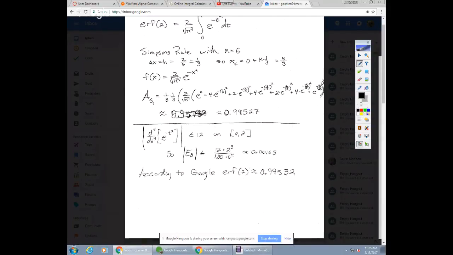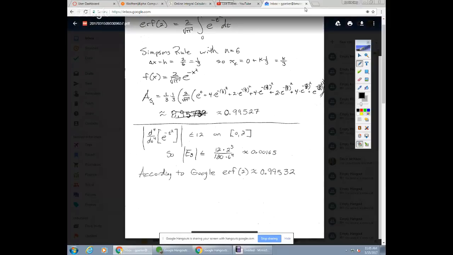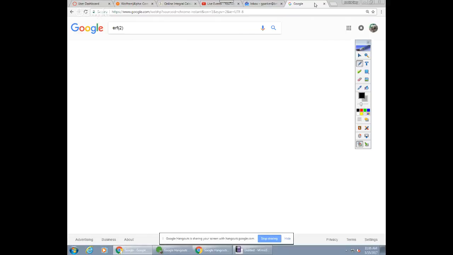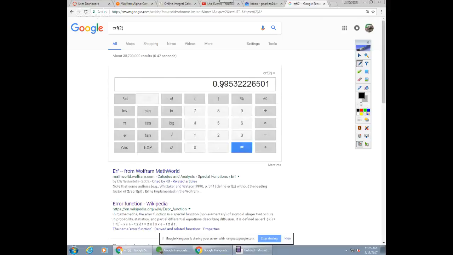And then they said, once you get that number, then come up with a bound on the error. And the only way to come up with the actual error is if you know the actual integral, right? But the ERF function does not have an antiderivative, so the only way to come about it is to approximate. Now, I did just go to Google and type ERF of 2, and Google says, hey, I know ERF. And it said ERF of 2 is this number right here to, I don't know, like 10 or 12 decimal places.